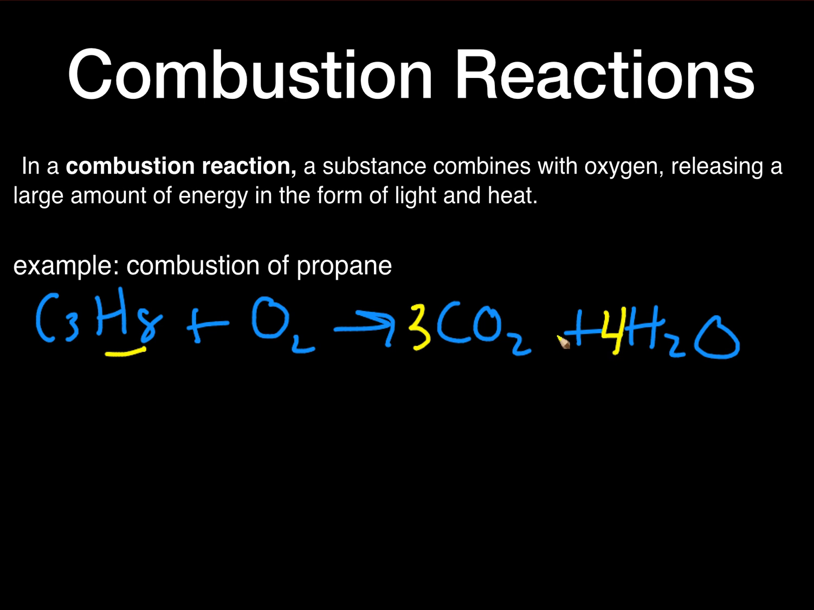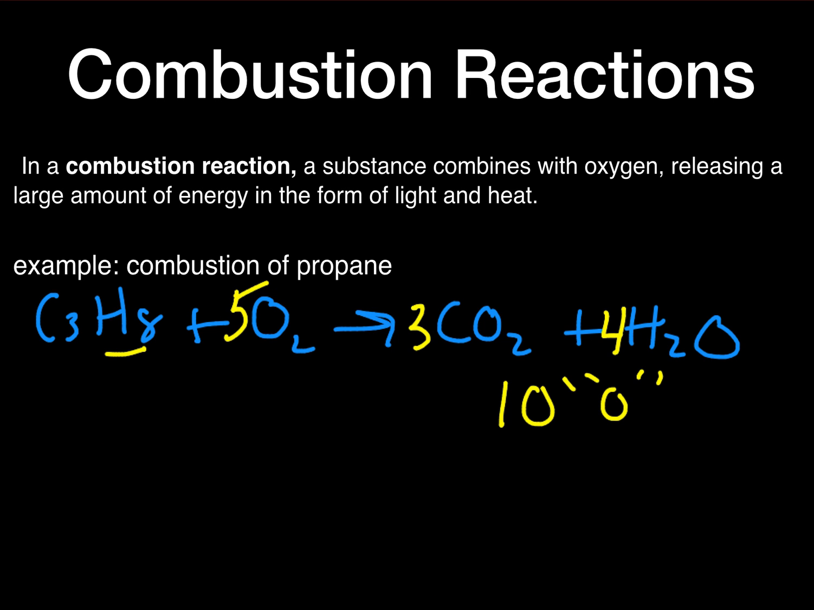Now we need to look at our oxygens. On the right side, we have 10 oxygens. We only have 2 on the reactant side. So 2 times what gives us 10? That will be 5. So the coefficients for this balanced combustion reaction will be 1, 5, 3, 4.